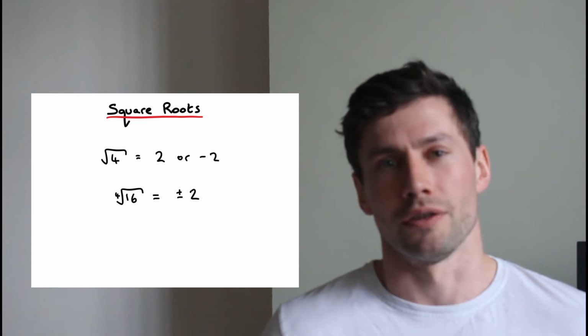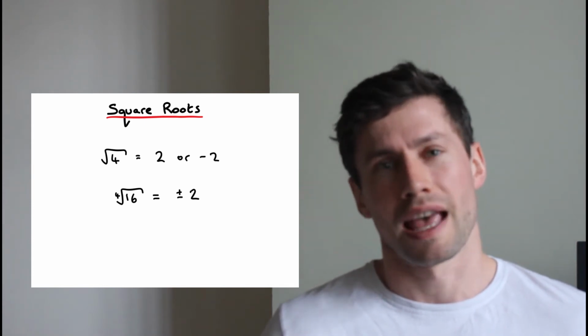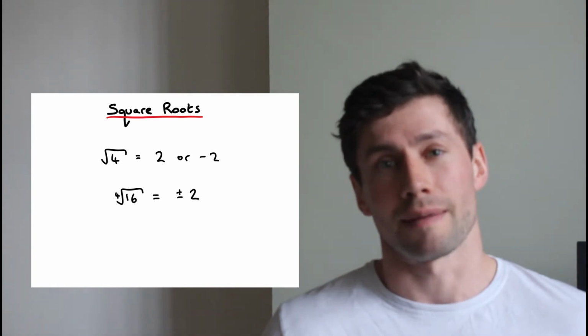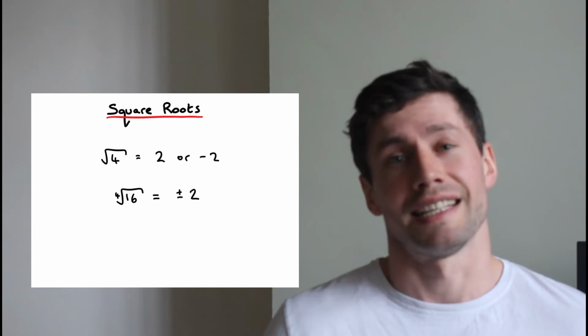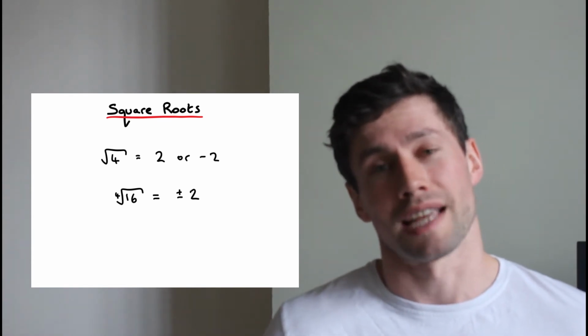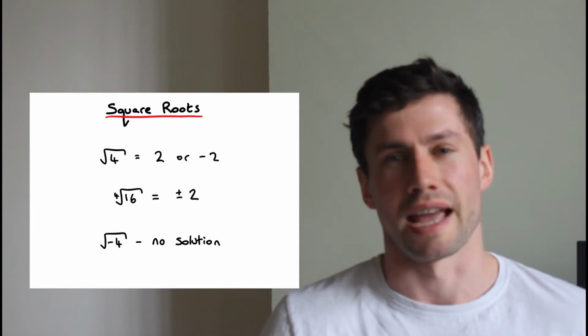By convention, we take the square root of any number to be positive, and then we use notation like plus minus to show that there's both a positive answer and a negative answer when we take the square root. Remember that you can't take the square root of a negative number.